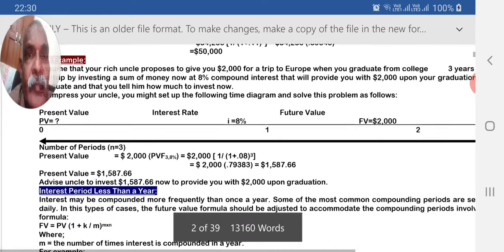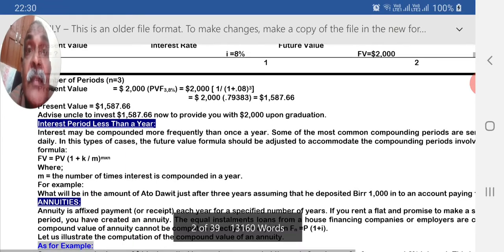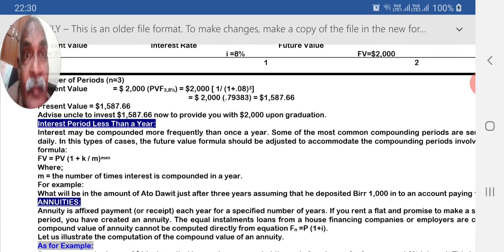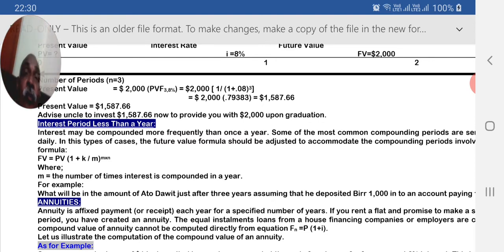Now, this is what I am talking about for 1 year. Now, if the interest period is less than a year, then what happens? How do you calculate future value? Future value is equal to present value multiplied by (1 plus k over m) to the power m into n. Here n is equal to the number of years, and m is the number of times.